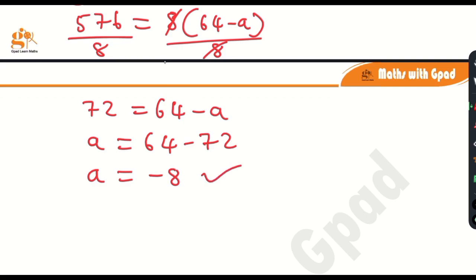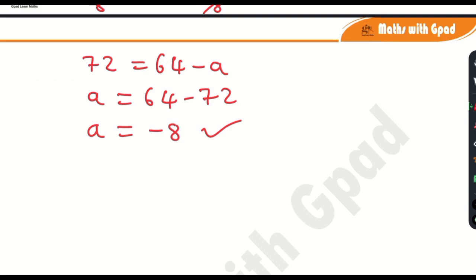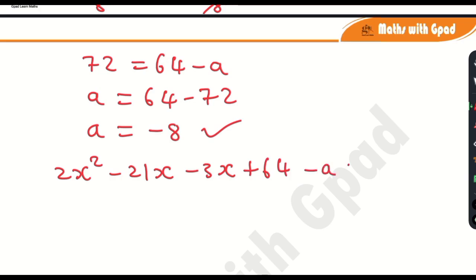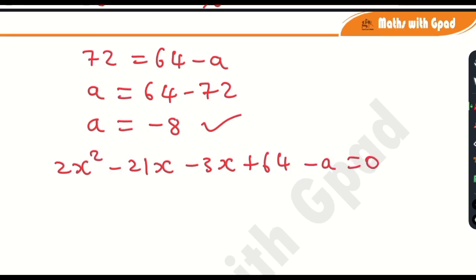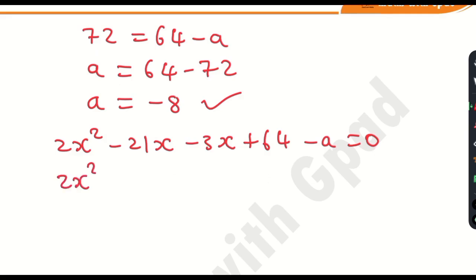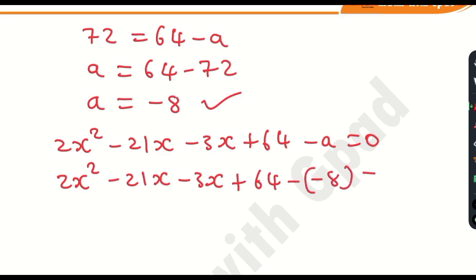We'll plug in the value of a into that equation we had before, which was what? 2x squared minus 21x minus 3x plus 64 minus a is equal to 0. We already know what a is. A is what? Minus 8. So that would be 2x squared minus 21x minus 3x. I already simplified this, but let's just have it like that, plus 64, a is minus 8, so that's minus then minus 8. Remember, a is minus 8, is equal to 0.